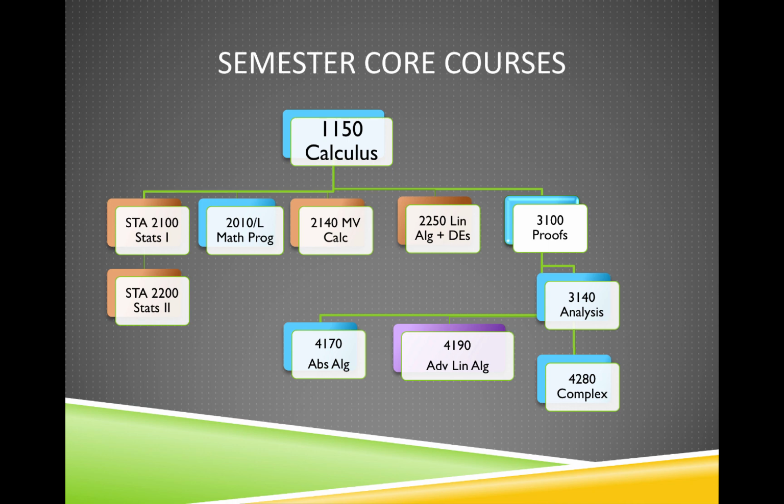And then moving into the upper division, math majors in Math 3100 will be learning how to read and write mathematical proofs and what it means to be a mathematician. And then that is the gateway to go into the core areas of math of analysis, abstract algebra, linear algebra, and complex analysis. So these are our semester courses.